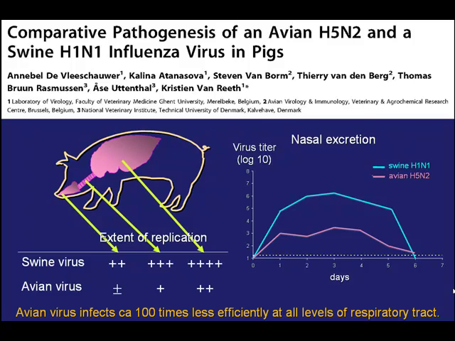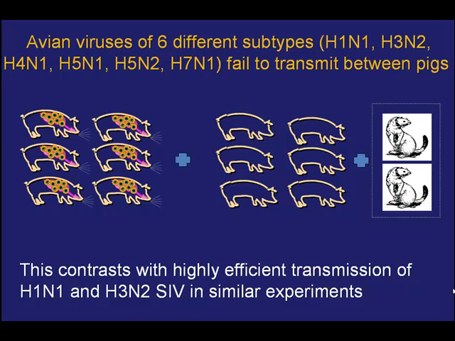And the result of this is that particularly in the nose of the pig, avian influenza virus infected cells are very, very rare. And this could also explain why the amount of virus in nasal swabs is relatively low for the avian virus if we compare it with the swine-adapted H1N1 virus.